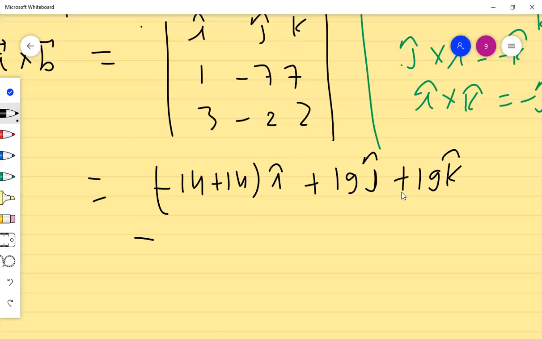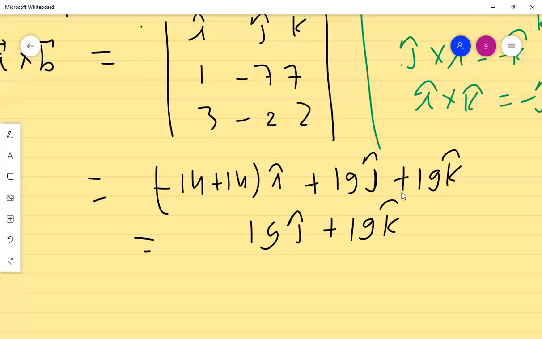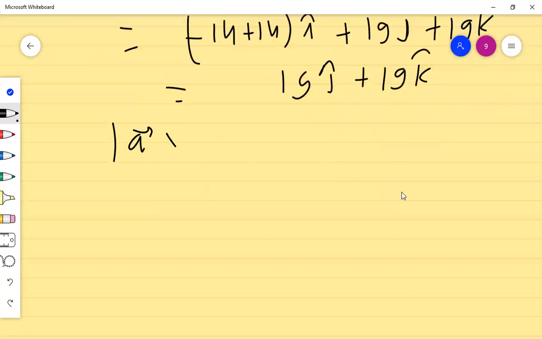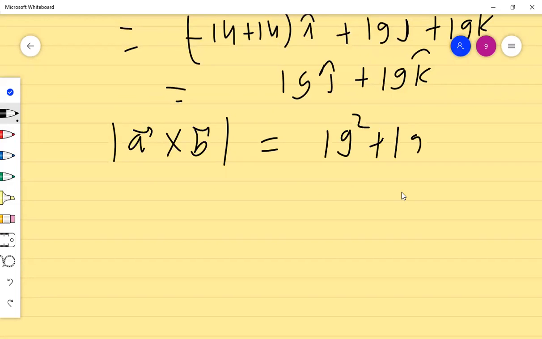So this is 0. So simply 19 J cap plus 19 K cap. And the magnitude of the cross product of these two vectors, that is the magnitude of A cross B, equals square root of 19 squared plus 19 squared. So 19 root 2.